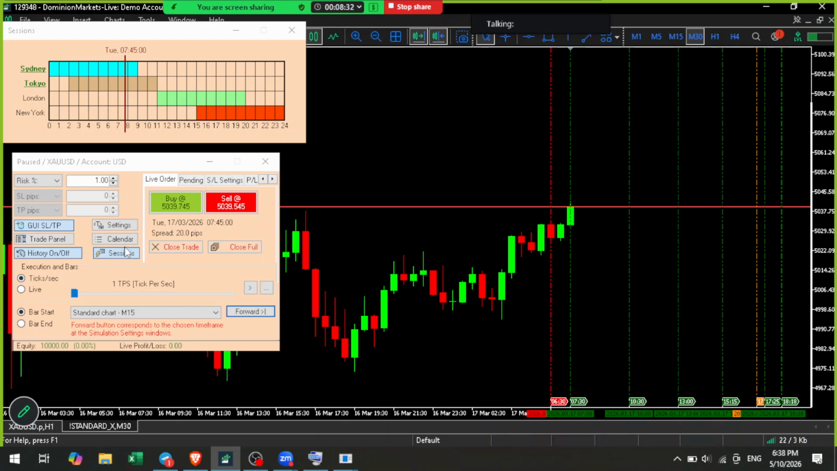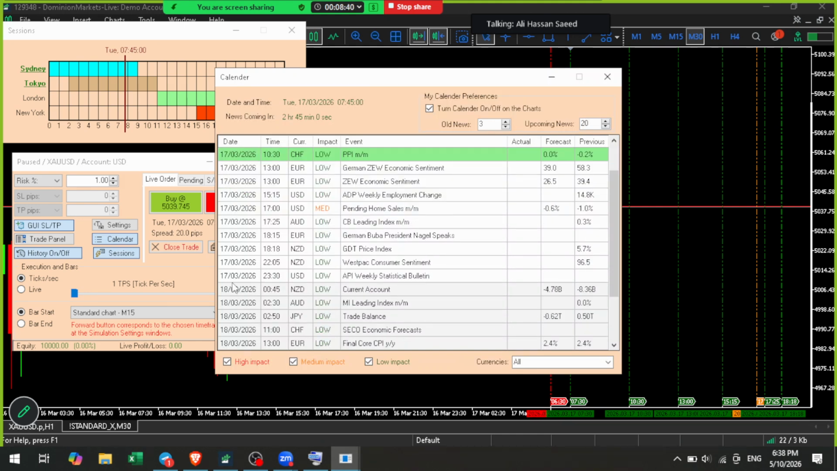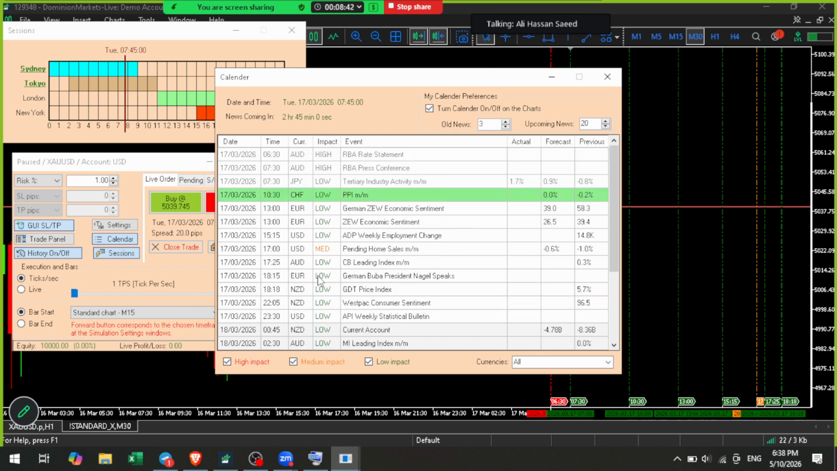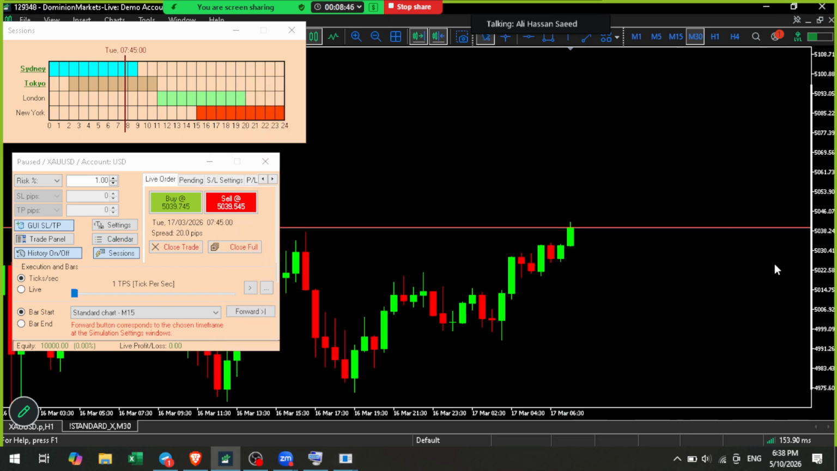So we have some news. If we see these lines, let's open up the calendar, and we have 17th of March. 17th goes till here. USD, we don't have any news. Let's turn this off and see.